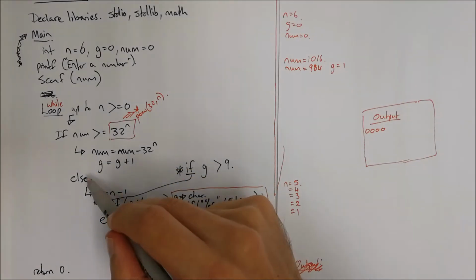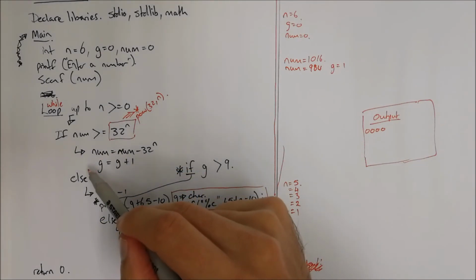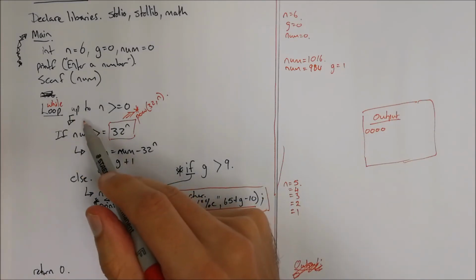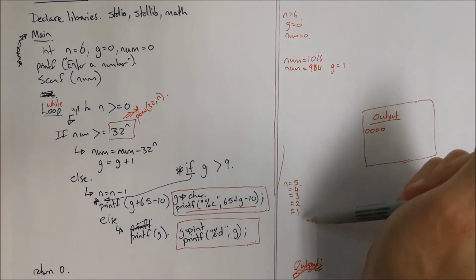So this else statement is going to be ignored because the if statement was executed. Go back to the beginning of the loop. Is n larger than or equal to 0? Yes, it still is. n is equal to 1.